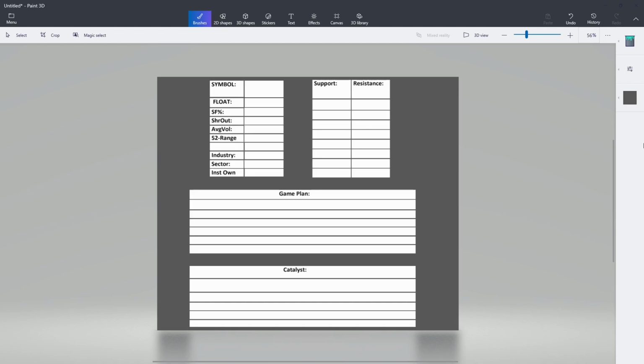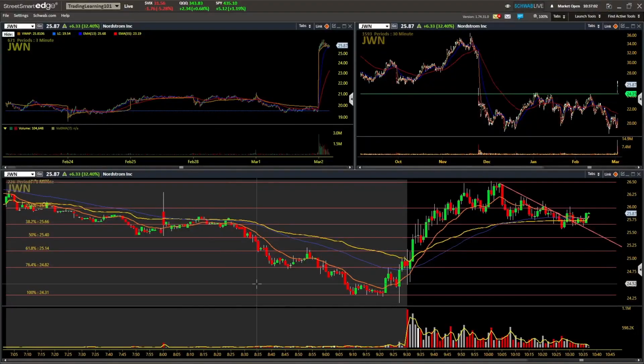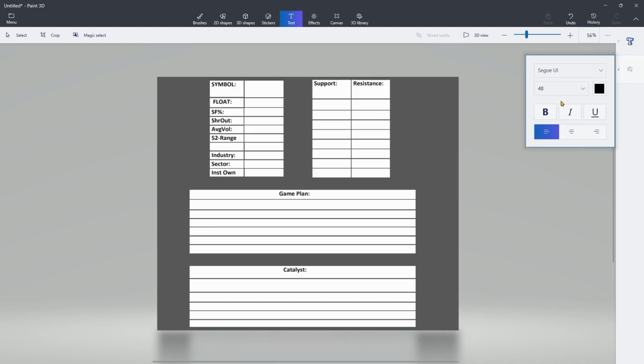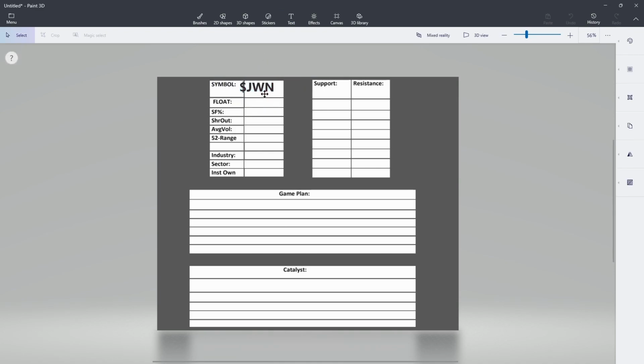So let's look at an idea real quickly. We'll look at an idea here on JWN, for example. So we'll pull this up. I'll get my text. We're going to write in the symbol JWN. And then you can go back over the weekend and review this if you wanted to see your trading ideas, how they panned out. It's all about how much work you put into this stuff. So we got the symbol JWN.